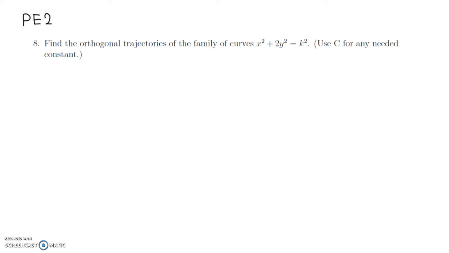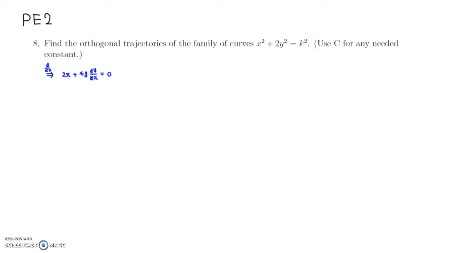Let's find the derivative by taking a derivative with respect to x. This is an implicit differentiation. The derivative of x squared is just 2x, and the derivative of 2y squared is 2 times 2, which is 4y, multiplied by dy over dx, just a chain rule there. The derivative of the right-hand side, k squared, is a constant, so it's 0.